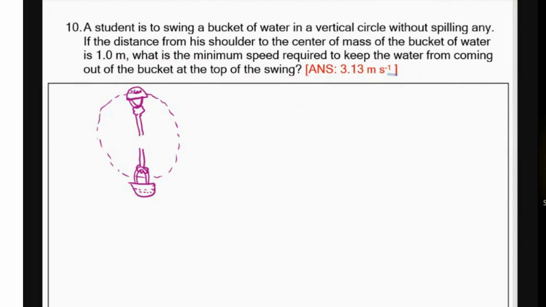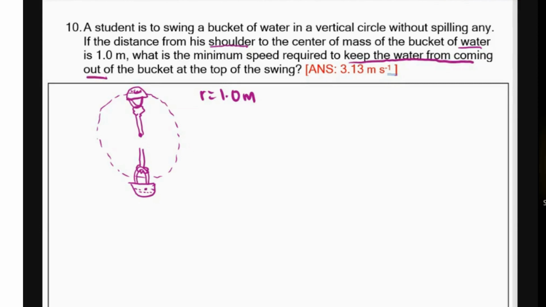It says the distance from his shoulder to the center of mass of the bucket. So this is the center of the mass to the center of the circle. That is actually the radius. So given r is actually the radius. So the radius in this case is the distance from the shoulder to the bucket of water. Okay, so that is actually the radius. What is the minimum speed required to keep the water from coming out? It means that the water wants to remain inside the bucket. So we are looking for v.